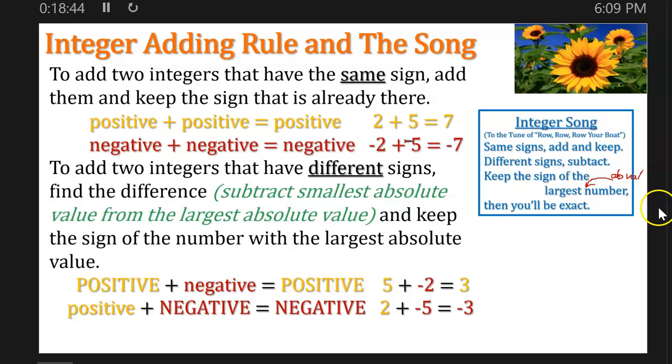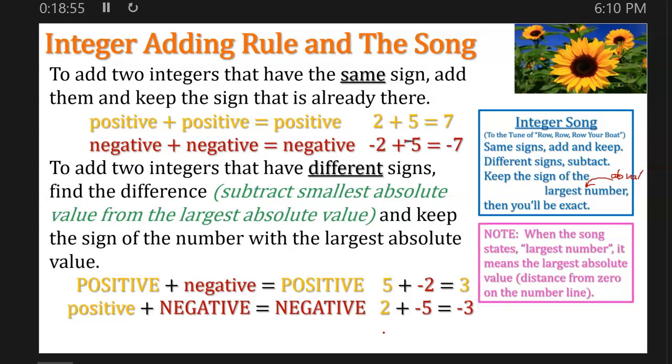So let's do that one more time. Same signs add and keep, different signs subtract. Keep the sign of the largest number, then you'll be exact. Very good. Okay, hopefully you tried that on your own. And again, when it says largest number, it means the largest absolute value or the distance from 0, not the actual largest number, okay? So this takes some getting used to, but the song really does help.